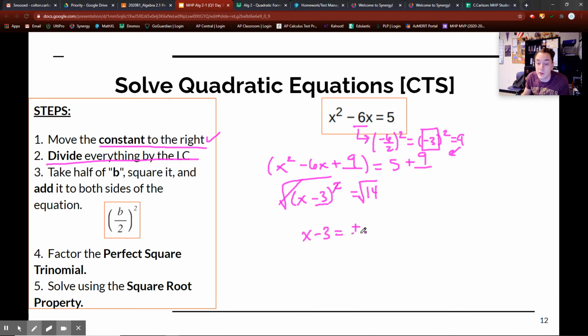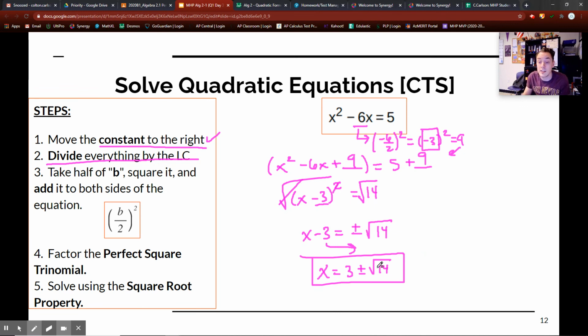Now, when I square root and square root, the interesting part that you see is you get radical 14, plus or minus radical 14 to be exact. Now, the problem with this is that 14 you cannot break down. It's just 7 and 2. So you can't break that down anymore. So you're just going to add the 3 over. So x equals 3 plus or minus radical 14. And this is my final answer.